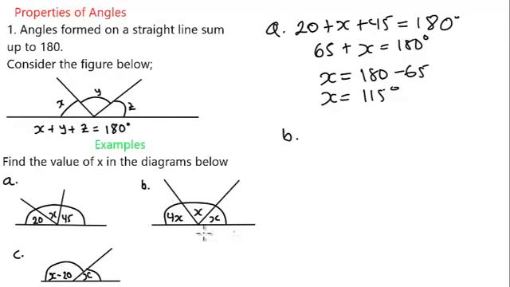Now with B, again, we can see that we have a straight line here and then some angles on a straight line. And so simply we go back to this property. Angles formed on a straight line sum up to 180.